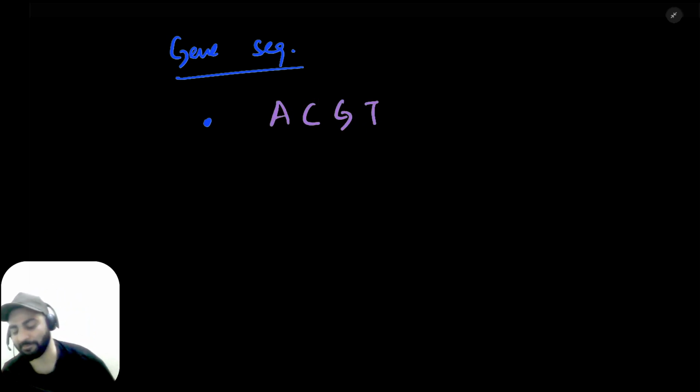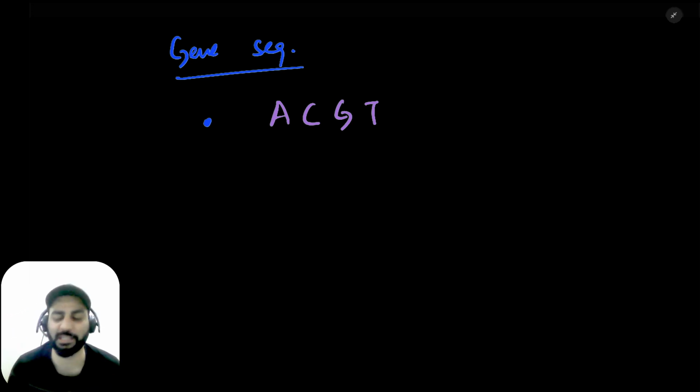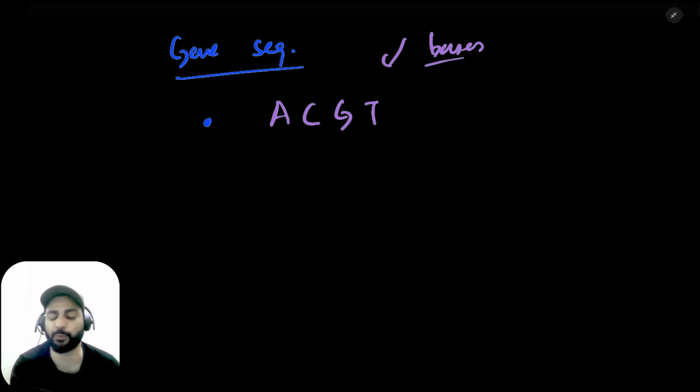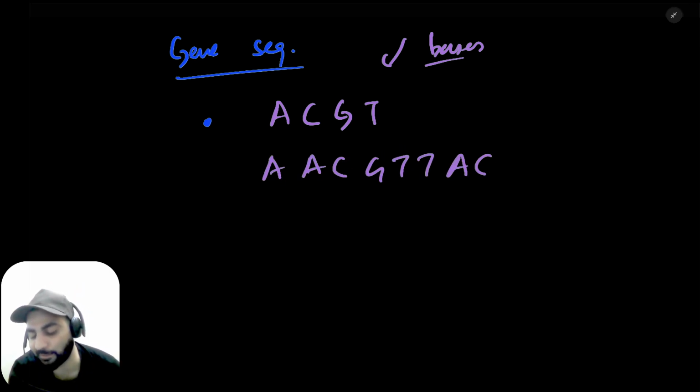So we have 4 base pairs in our DNA. If I'm correct, maybe I can be wrong, but there are only 4 base pairs: adenine, cytosine, guanine, and thymine. Yes, sir. So these are the 4 base pairs with the help of which our whole DNA is made, and they have a whole sequence. So it can be like adenine, adenine, cytosine, guanine, thymine, thymine, adenine, something like this.